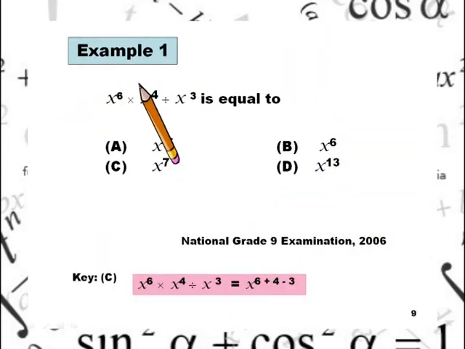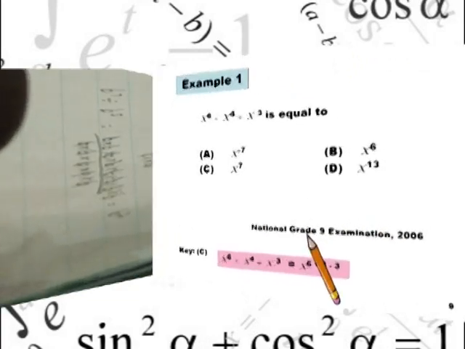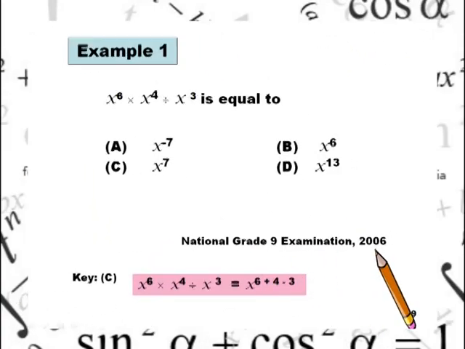Example 1, x to the 6 by x to the 4th divided by x to the 3rd is equal to: a, x to the negative 7; b, x to the 6; c, x to the 7th; d, x to the 13th. This question was taken from the National Grade 9 examination in 2006. The answer is C.